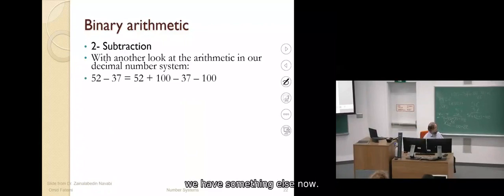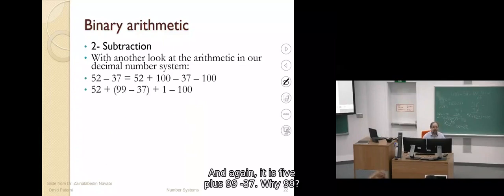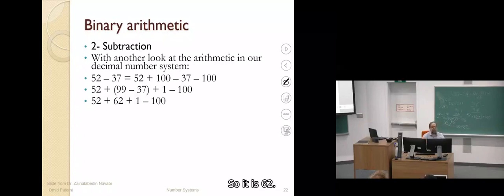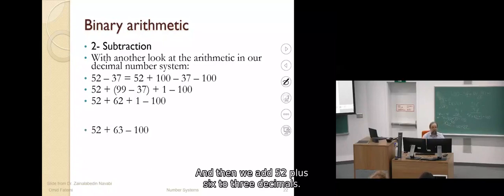52 minus 37. It is 52 plus 100 minus 37 minus 100, and again it is 52 plus 99 minus 37. Why 99? Because 99 minus anything would be complementing that. Plus 1, so it becomes 37, complementing 37 is 62. So it is 62, and then we add 52 plus 63. Okay? Okay, this is decimal.